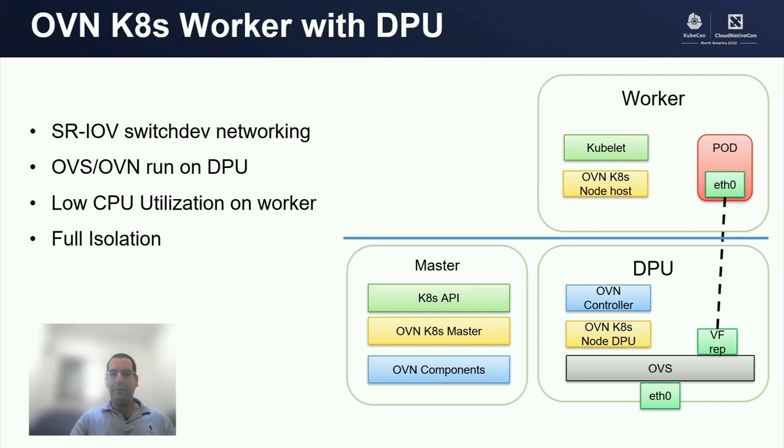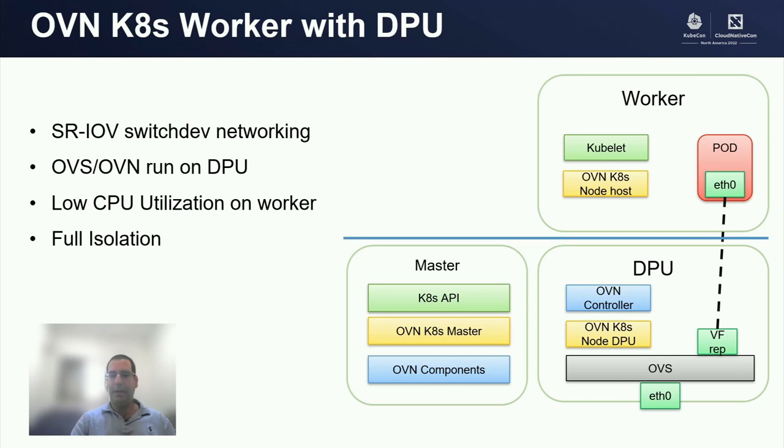When we add a DPU to the cluster, we move to SR-IOV switchdev networking. SR-IOV switchdev allows us to create a net device on the worker node to give to the pod, and a peer net device, which we call a VF representor, to plug into the OVS. Also, OVS and OVN are no longer running on the worker node. They move to the DPU, so all the OVN and OVS control plane is now at the DPU level. In case of a high packet rate, we will see low CPU utilization because all the packet processing is now in the DPU.